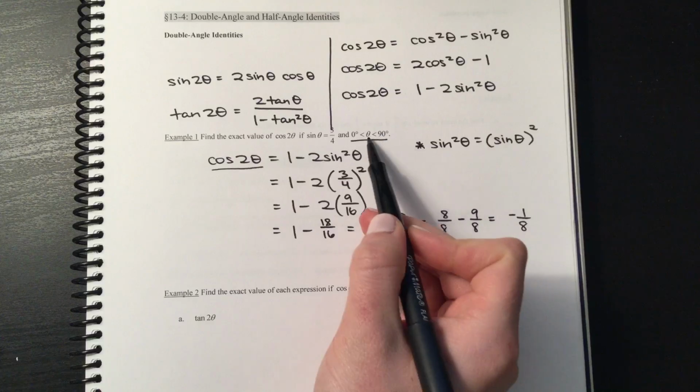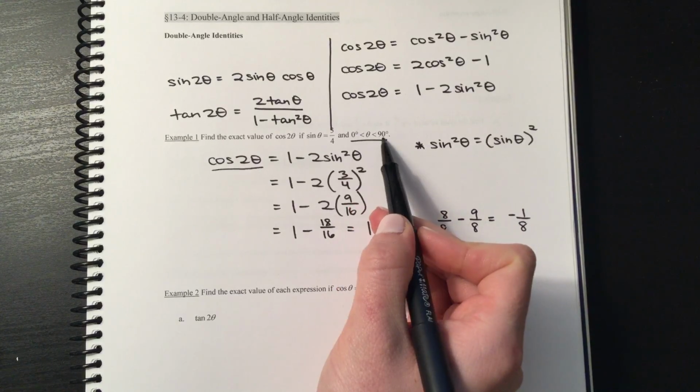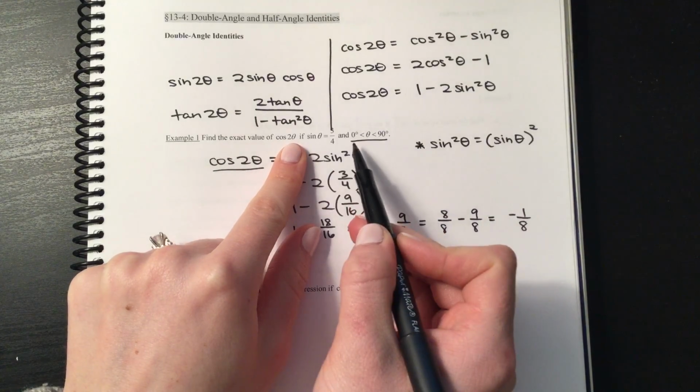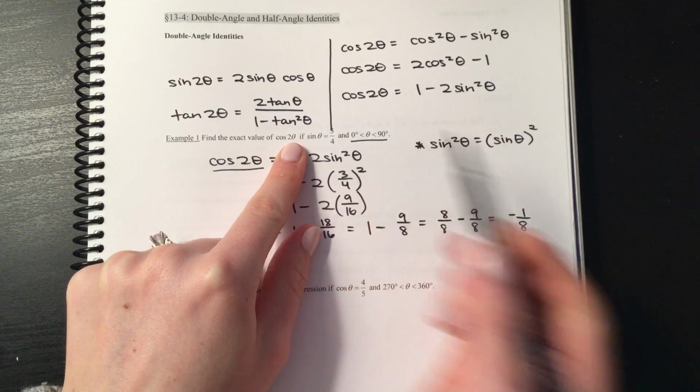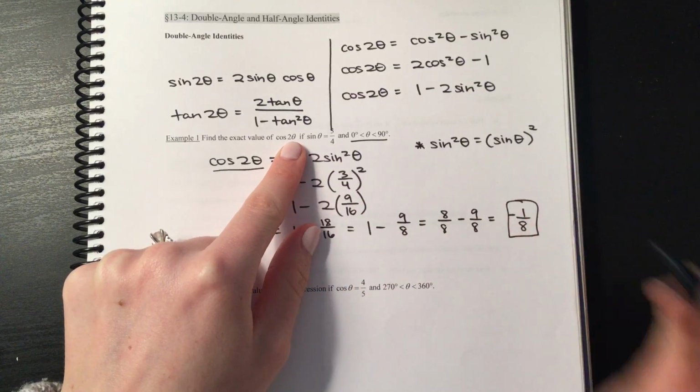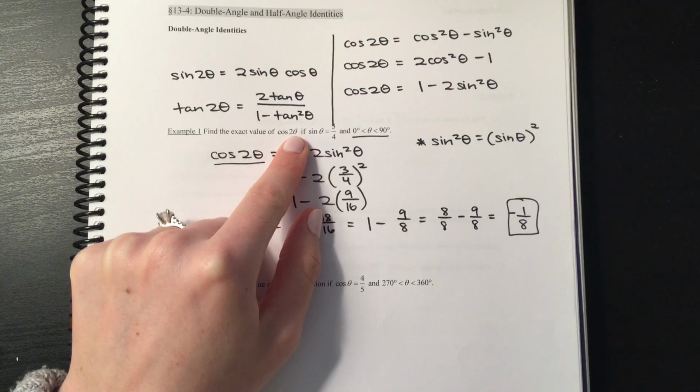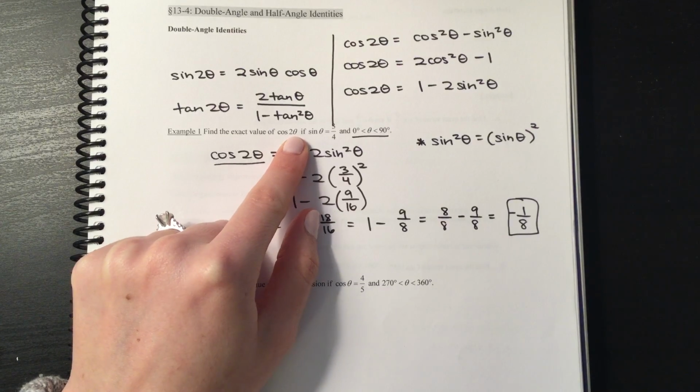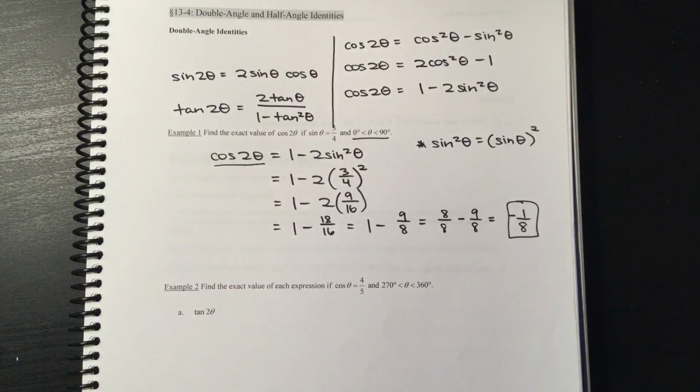All right, so this is a negative value. Important thing to note is that theta itself is somewhere between 0 and 90, but I'm doubling that angle, so it could end up anywhere between 0 and 180. So that is why this value ended up being negative. Perfectly normal. It just means my angle is big enough that doubling it pushed it into the second quadrant. All right, so that's one example.